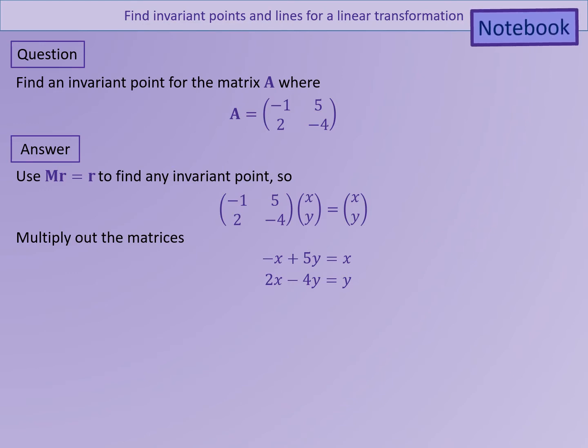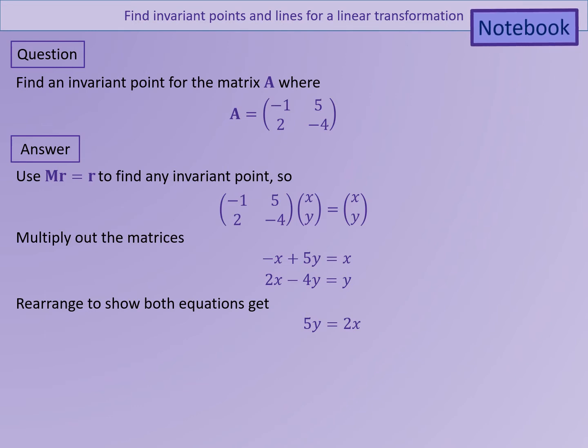I'm just going to rearrange both of those equations slightly. So the first one becomes minus 2x equals 5y, and we can rearrange that. The second one gives 2x minus 5y equals 0. Again, we can rearrange that. So it gives the same line twice. That tells us that actually any point along that line will be an invariant point, because that line is a line of invariant points for this transformation.